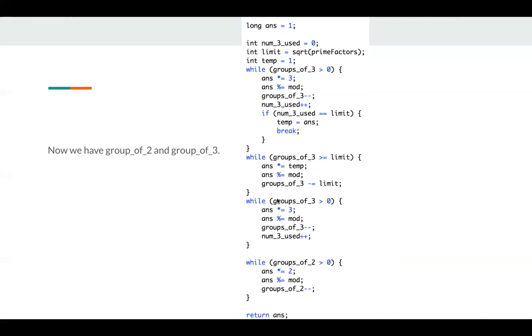At last, there may still remain some 3s, maybe 500 or 200. Then we just use one more while loop to process the remaining groups of 3. At last, since groups of 2 is 1, 2 or 0, we just loop over groups of 2. Okay, that's the answer. See you next time.